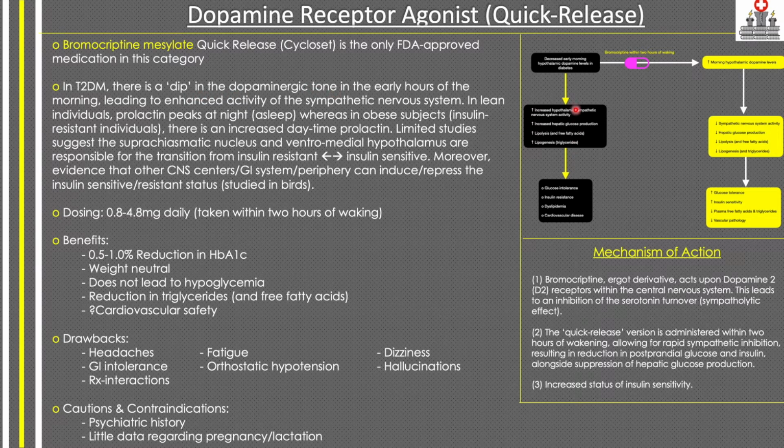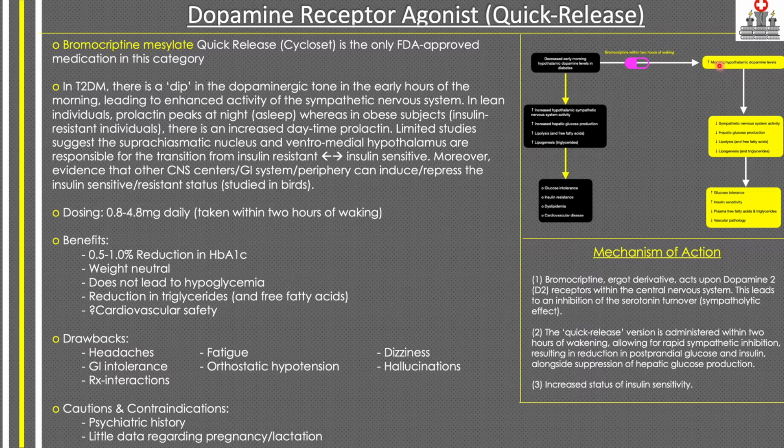So it appears that when there's a decrease in early morning dopamine levels in diabetes, this leads to increased prolactin with an increase in sympathetic nervous system activity, and from this can result increased gluconeogenesis, increased lipolysis, and hence triglyceride levels and free fatty acid levels, and increased lipogenesis, all of which lead to further glucose intolerance, worsening insulin resistance, dyslipidemia, and cardiovascular disease.